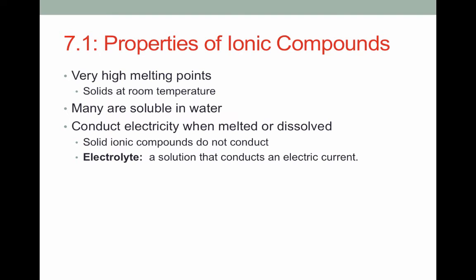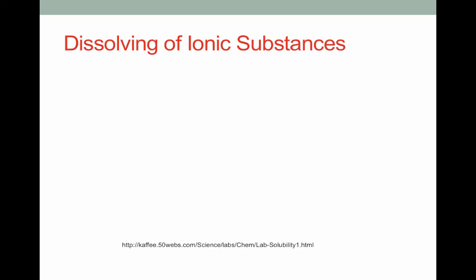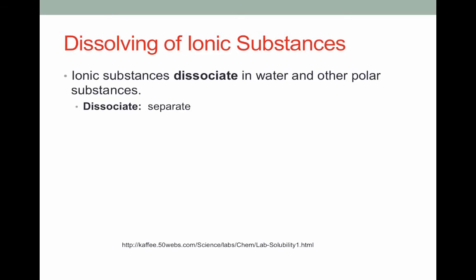When we melt or dissolve an ionic compound, it's an electrolyte, because the ions are mobile, and these charges that are able to move around are able to carry the electrons from one side of the circuit to the other, thereby completing the circuit. Let's look a little bit more closely at what happens when we dissolve an ionic compound.